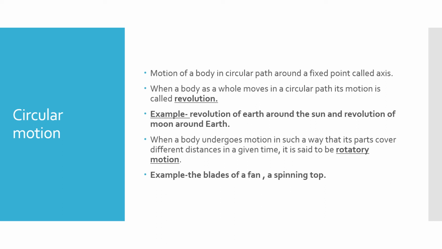Now circular motion is of two types. The motion can be in the form of revolution or in the form of rotation. Now what is revolution? When a body as a whole moves in a circular path, we call it a revolution, like the revolution of the Earth around the Sun, or the revolution of the Moon around the Earth. And when a body undergoes motion in such a way that its body parts move different distances in a given time, then we call it rotatory motion. For example, the blades of a fan keep on rotating, or a spinning top.